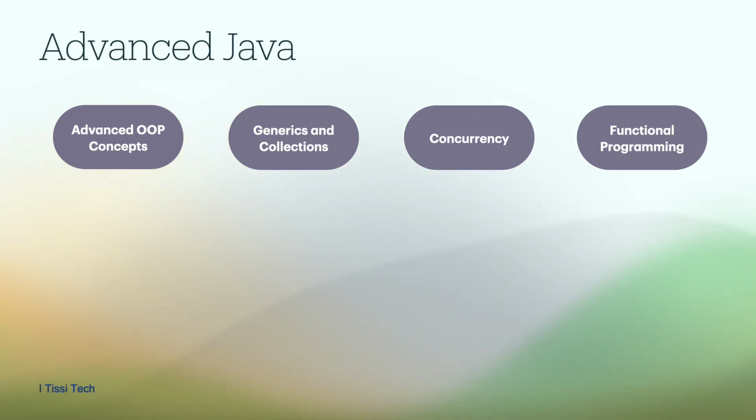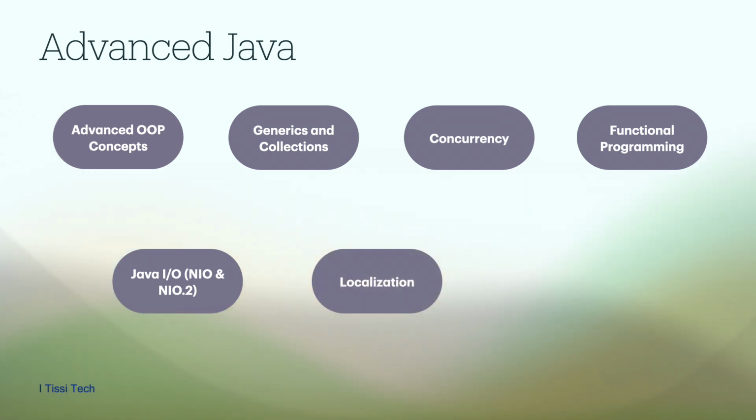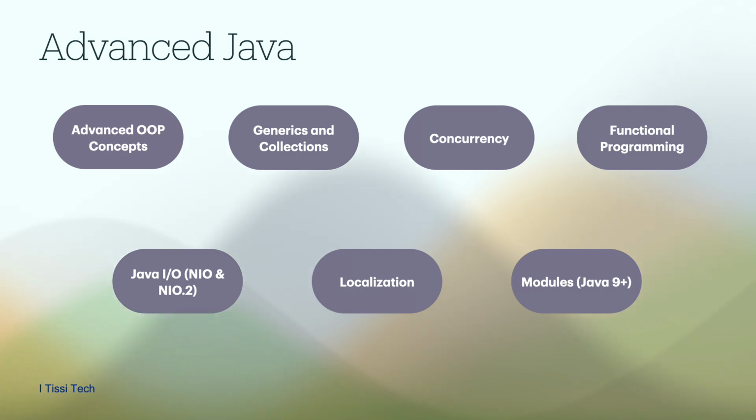Handling data is another crucial aspect, and Java I/O provides the necessary tools for file operations and data streams. For applications targeting a global audience, localization helps adapt them to different languages and regions. Finally, modules, introduced in Java 9, allow for better organization of large applications by enabling modular programming, improving maintainability and scalability.